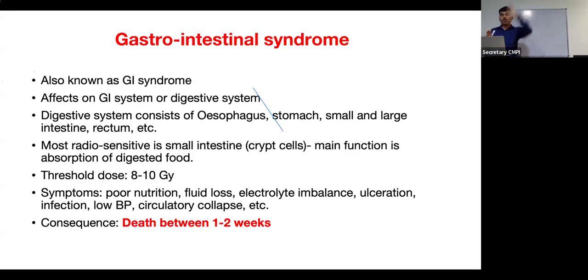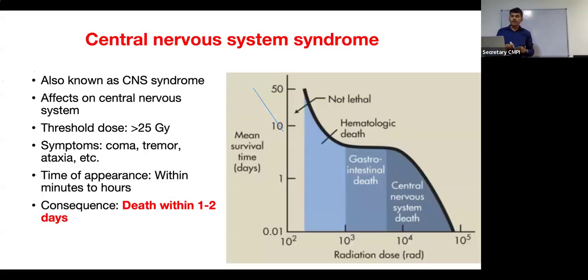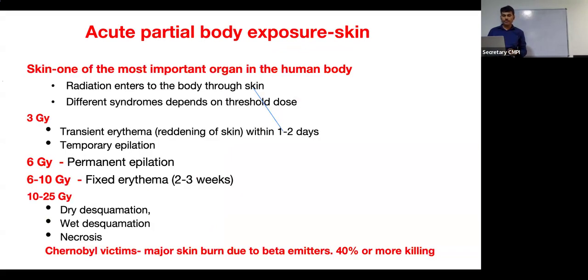Now, whatever I am discussing is whole body acute exposure, not partial body. Then CNS syndrome: the threshold dose is greater than 25 gray. Nerve cells will be damaged, so recovery is not very easy here. Death can happen soon. That is the CNS syndrome.